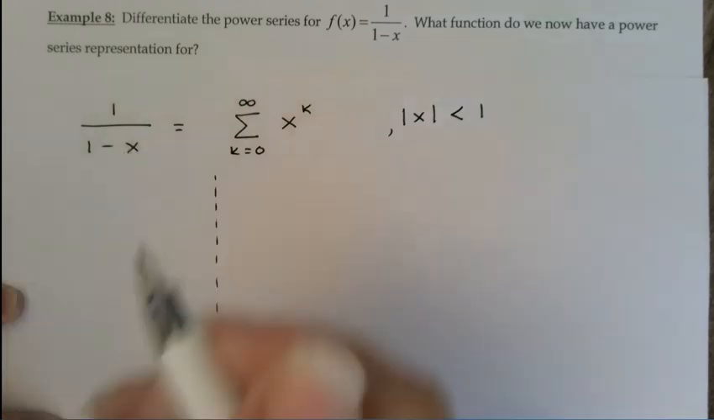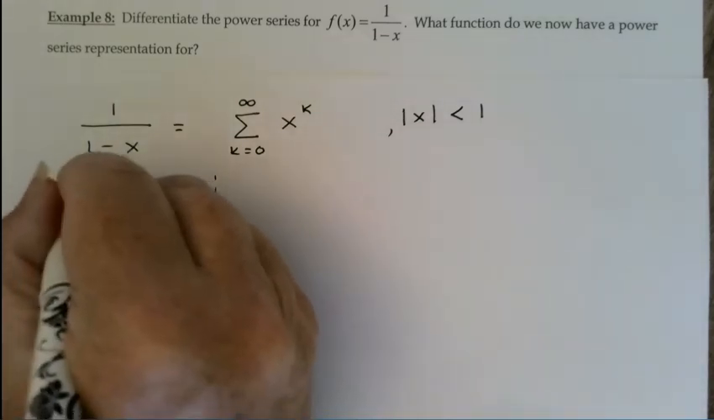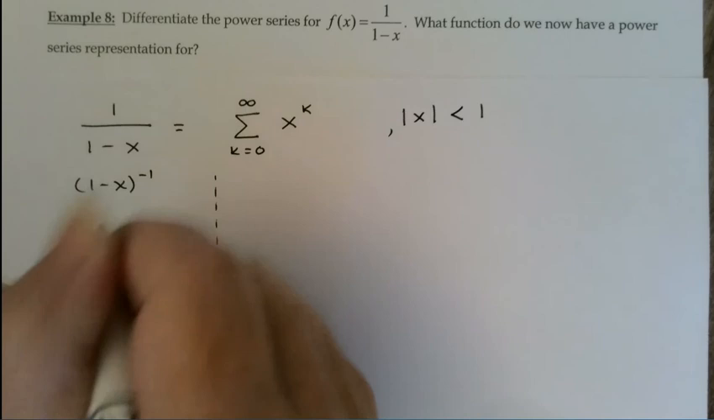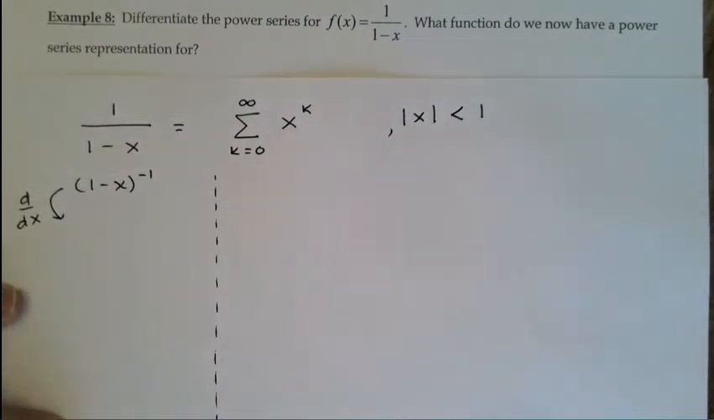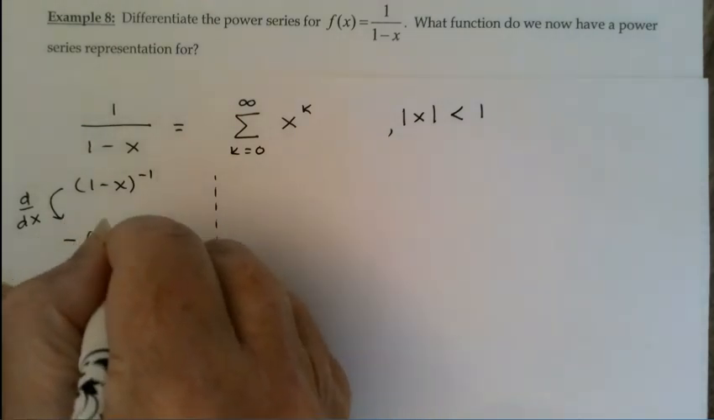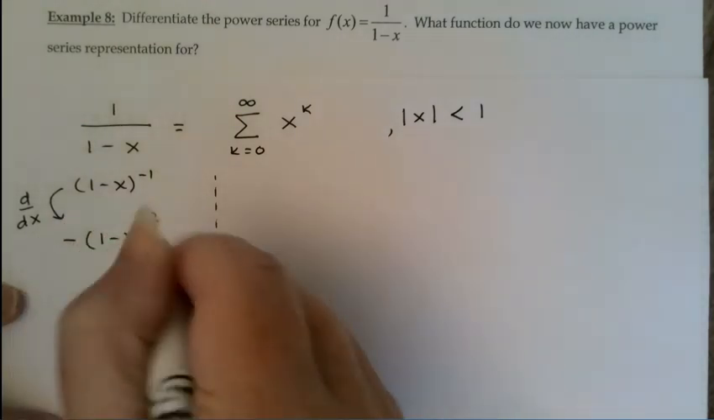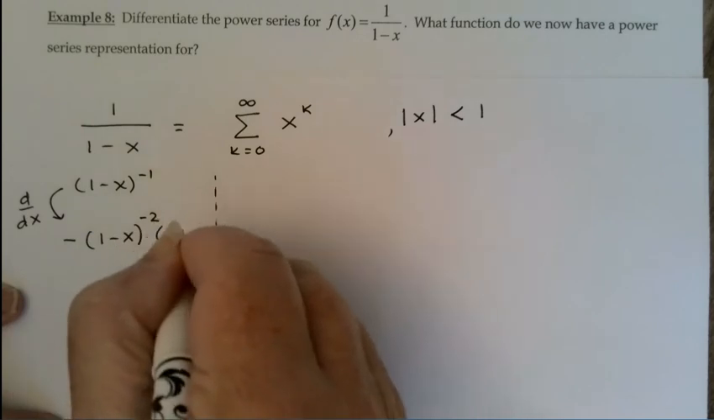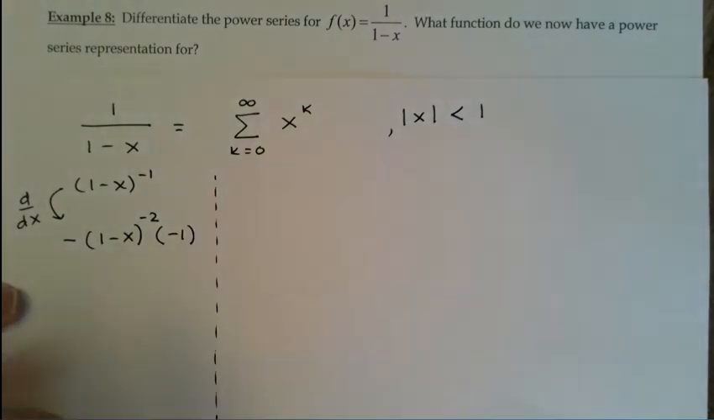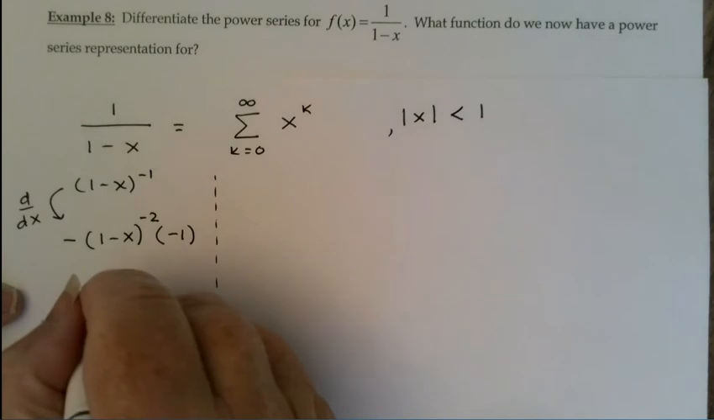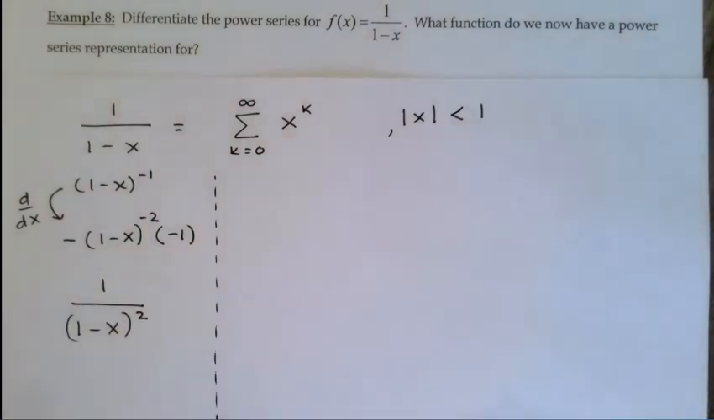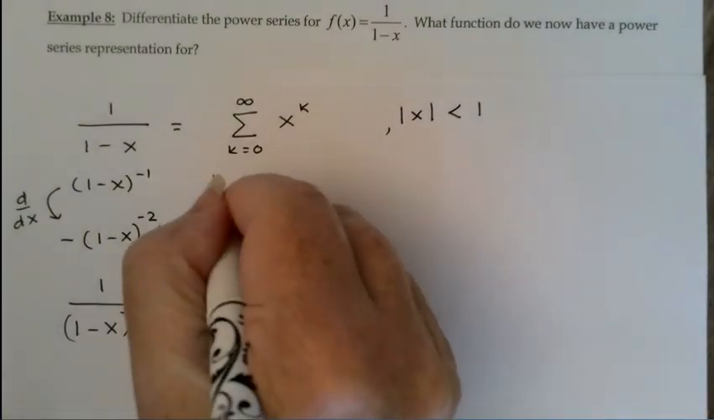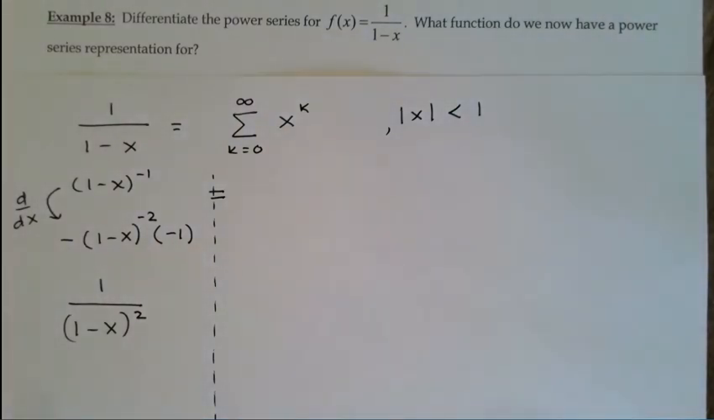So the derivative here, this is really 1 minus x to the negative first. So if I take my derivative, I'd have minus 1 minus x to the negative 2 times the negative 1 for the chain rule, which is going to make that positive again, really 1 over 1 minus x squared. Now in order to keep this equal, I would of course also have to take the derivative on the right.